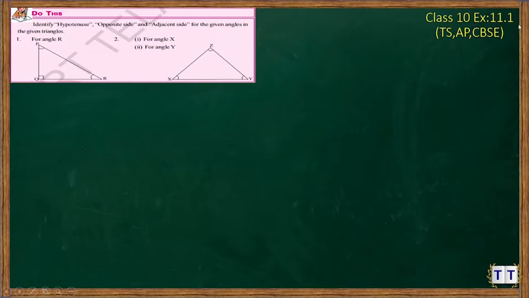Today we'll be doing exercise 11.1. Before going to exercise 11.1, let's revise the basics of what we did in the last video. We did formulas, we learned identities, we learned trigonometric ratios. So let's revise this because it's very important that you revise the concepts.